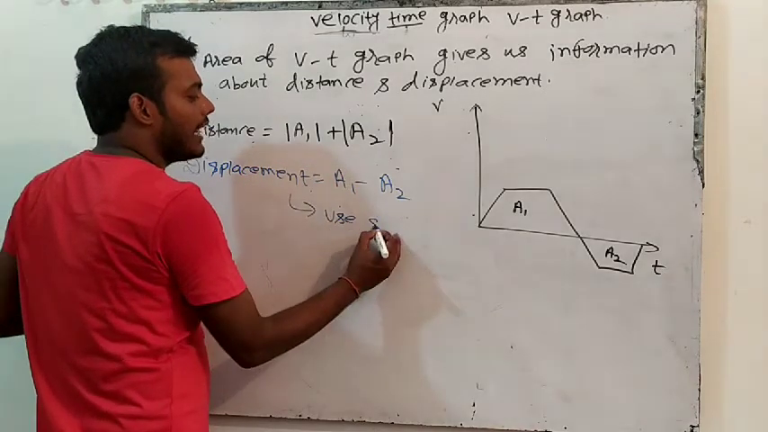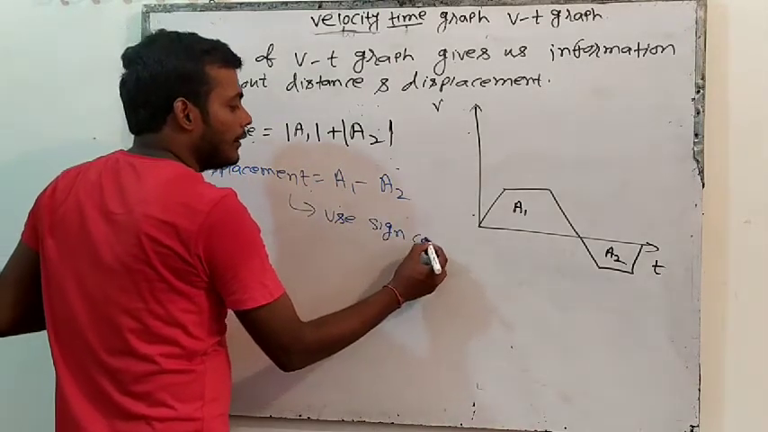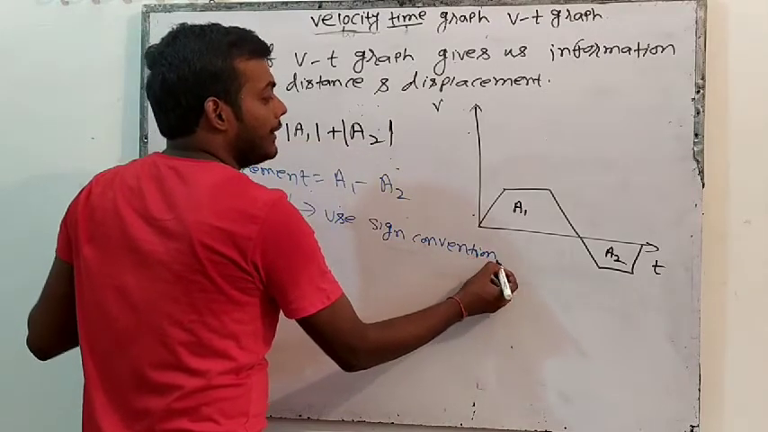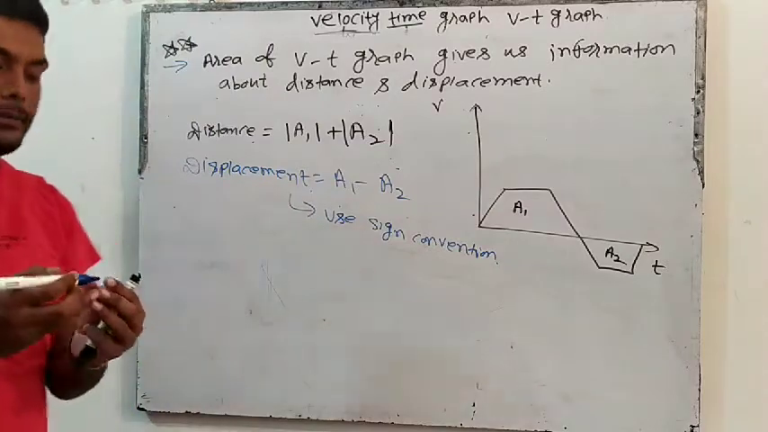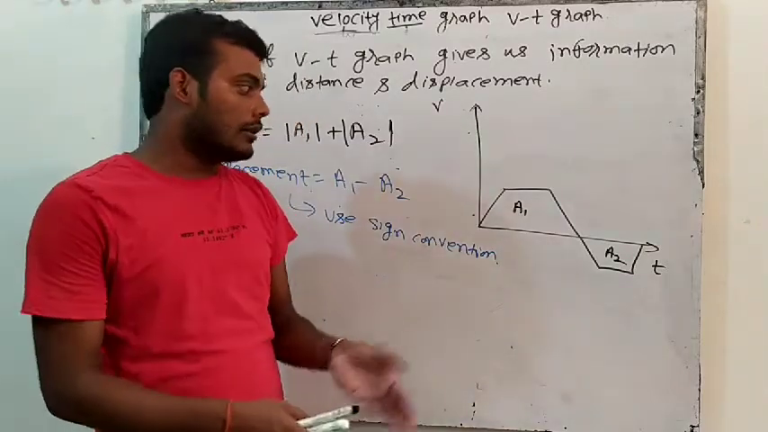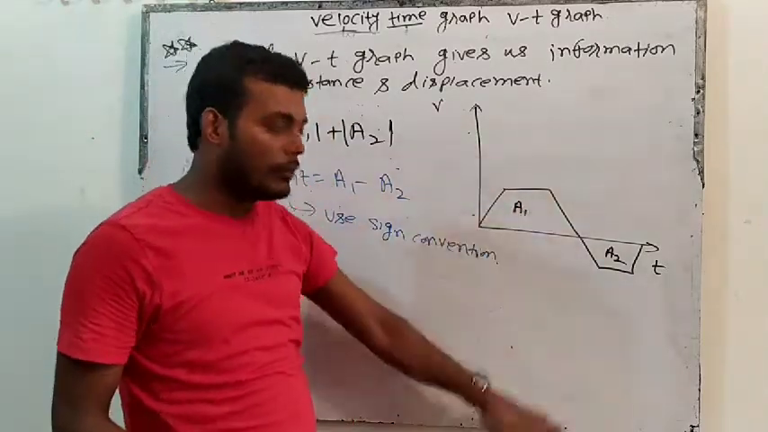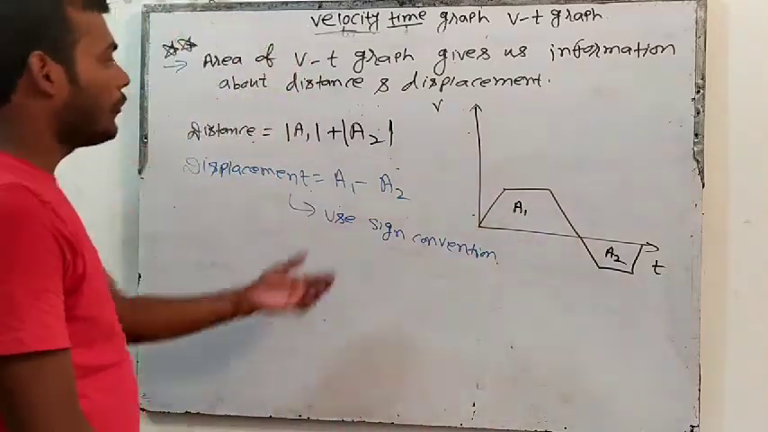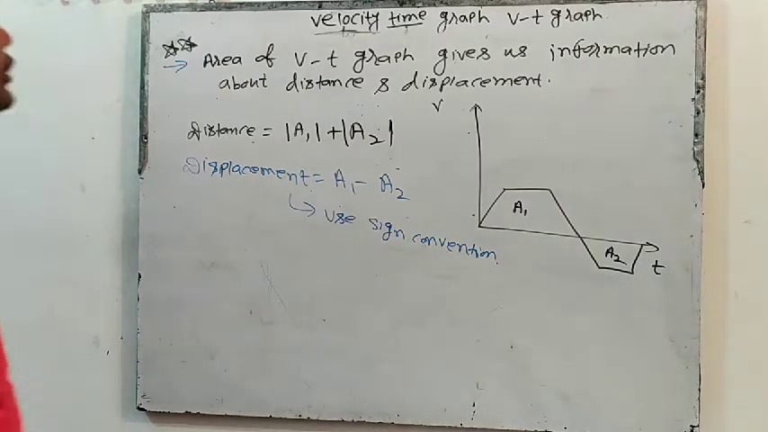Sign convention means नीचे का एरिया नेगेटिव, ऊपर का एरिया पॉजिटिव. Because we know this is plus and downward is minus. So this area will be positive, this area will be negative. So what will be the answer? A1 minus A2. So use sign convention. Right now I will take some questions on this also.